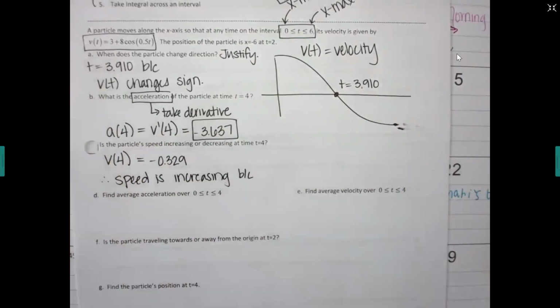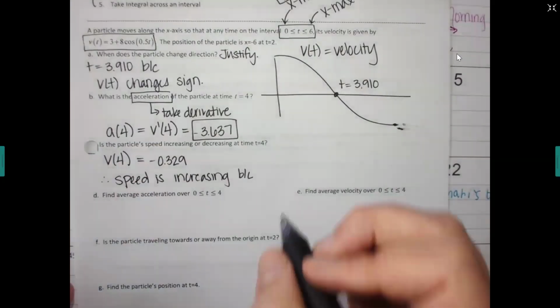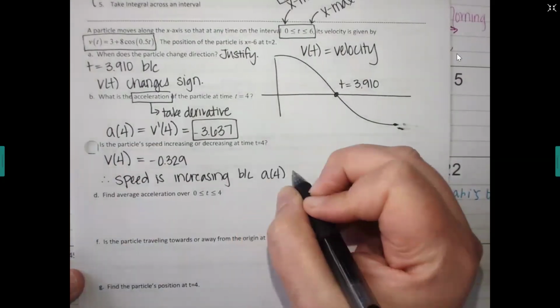Because, and then don't put like they're both negative. You need to say what they are. So you'd put A of 4 and B of 4 both negative.